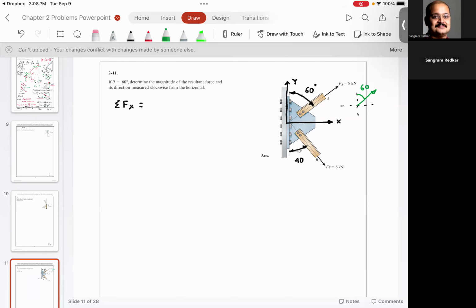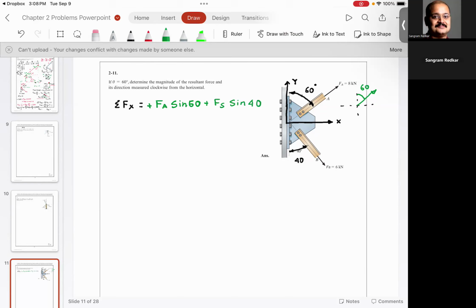So F of x is equal to FA sine 60. It is positive because it is in the same direction as the positive x-axis. Then you have FS, and again FS sine 40, plus FS sine 40.